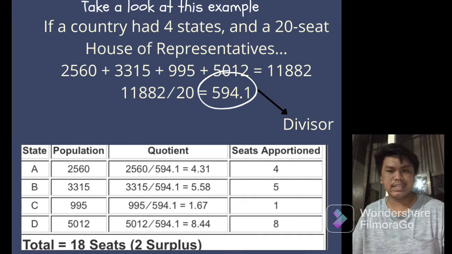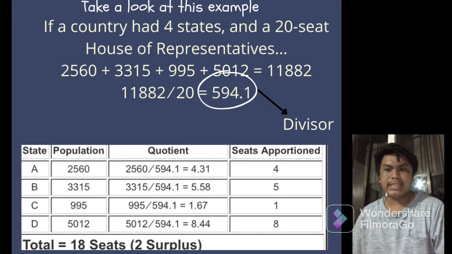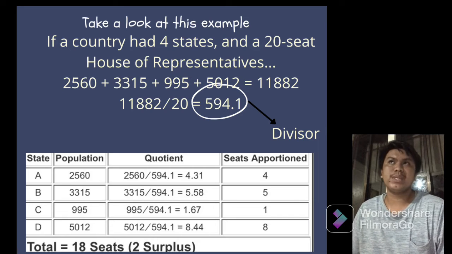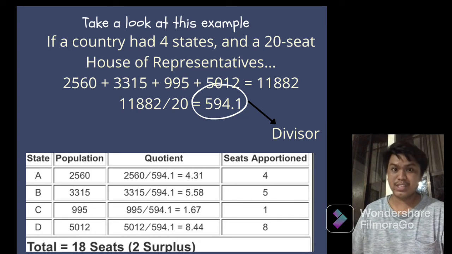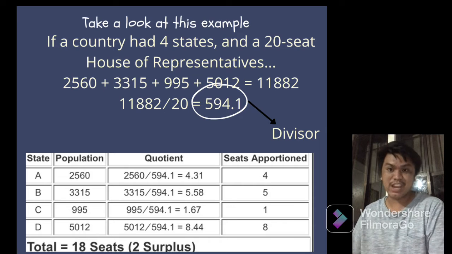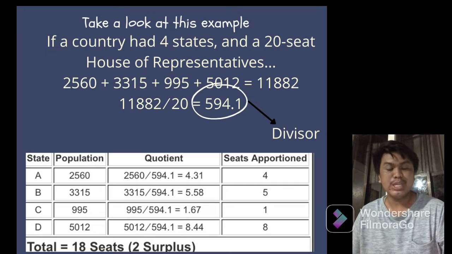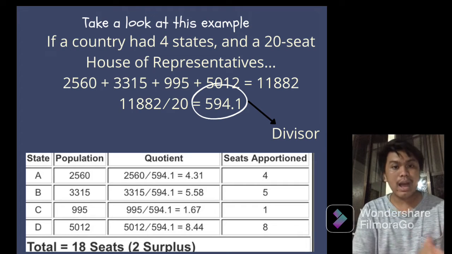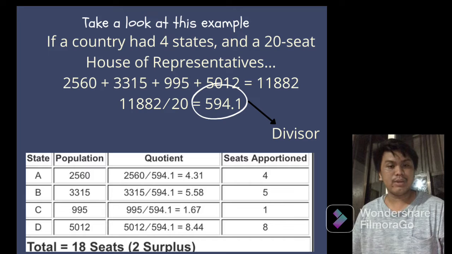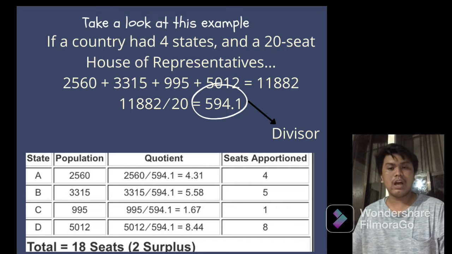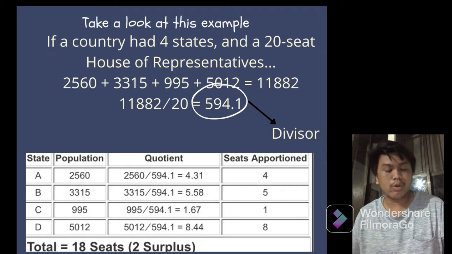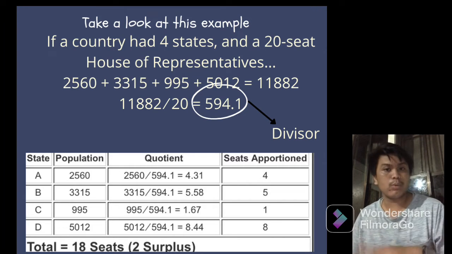So what is the next step in apportioning the seats? The lower quota we mentioned earlier can be seen here. In numbers, we are taught to round off to the nearest ones, tens, or hundreds. But here, in Jefferson's method, we do not round off even if there is a decimal. The whole number we need is the one lower than the quotient. So take a look at state A. The quotient is 4.31. The lower quota of 4.31 will be 4. So that will be the seats apportioned for state A.